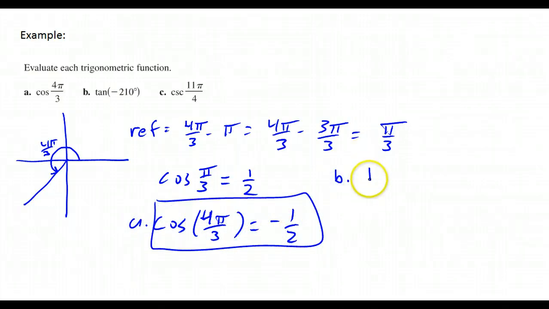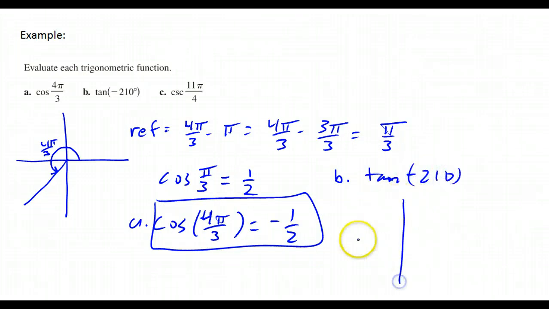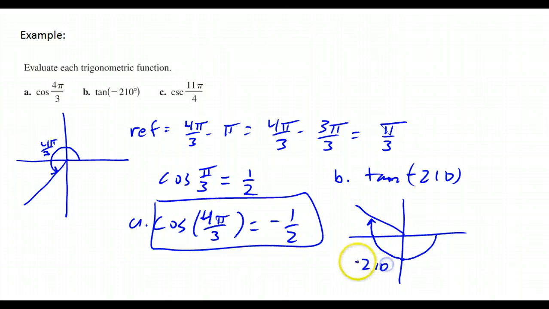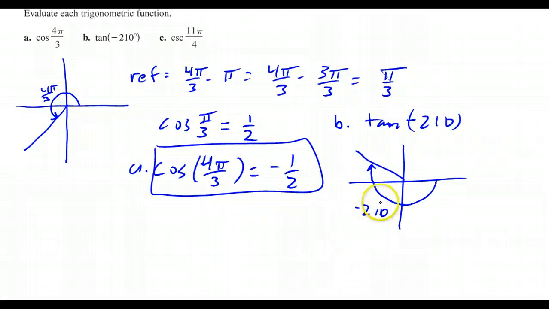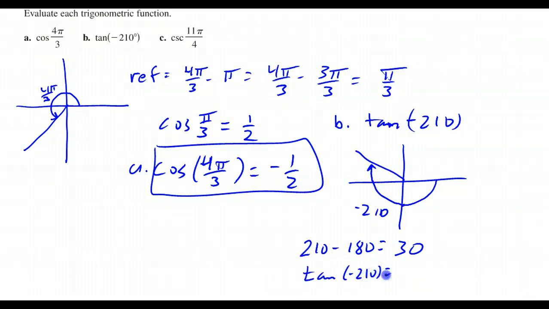Okay, B. The tangent of negative 210 degrees. Let's draw a quick picture. So there's negative 90, negative 180, negative 210. Okay, so I'm in the negative third quadrant, right? So I'm going to go 210 minus 180, which gives me 30. And tangent is negative in the second quadrant, so the tangent of negative 210 is equal to the negative, because I'm in the second quadrant, the negative tangent of 30, which is negative root 3 over 3.